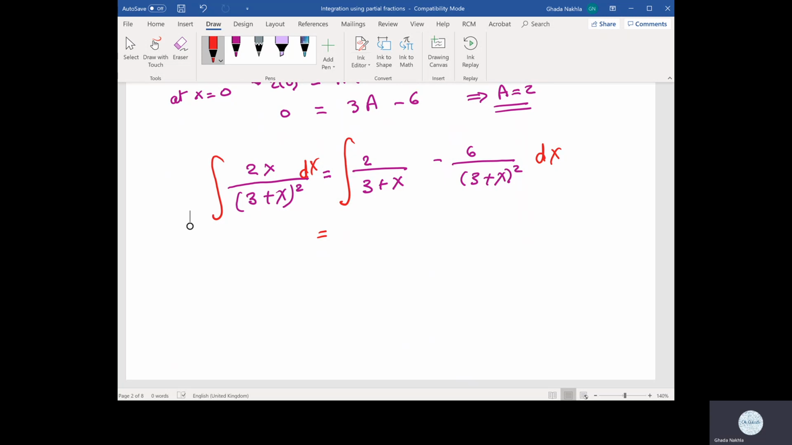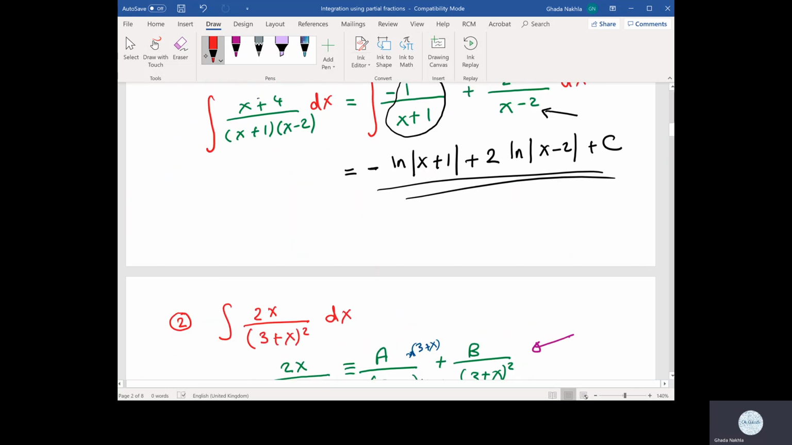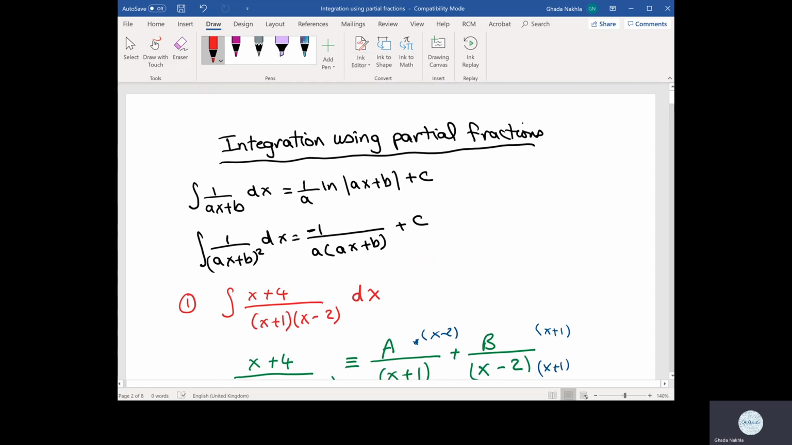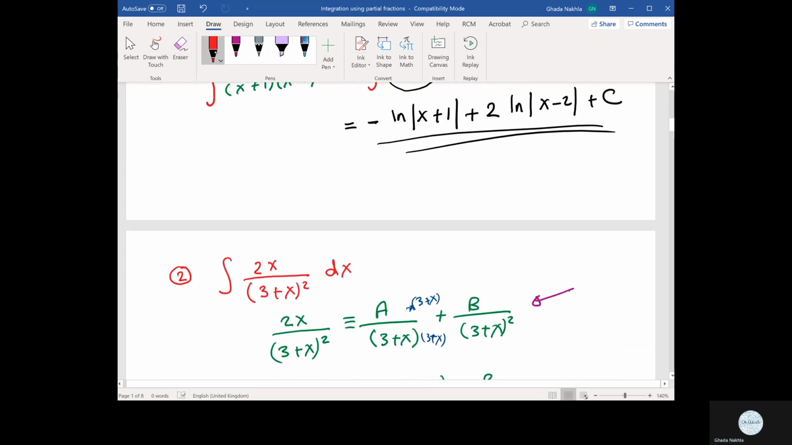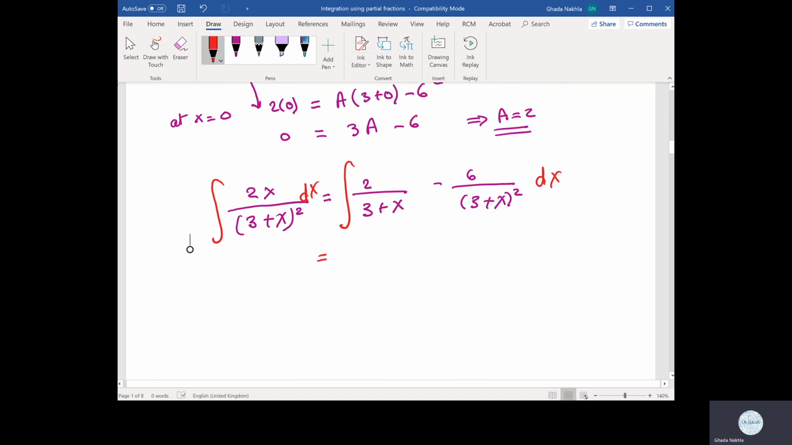1 over 3 plus x integrates into this one here, right? So ln ax plus b and divide by the coefficient of x, which is a. In our case, let's go back and take a look, I think it was 1. So 2, and we're going to have ln mod 3 plus x over 1, which is the coefficient of x, but it's 1, so we're going to ignore it.